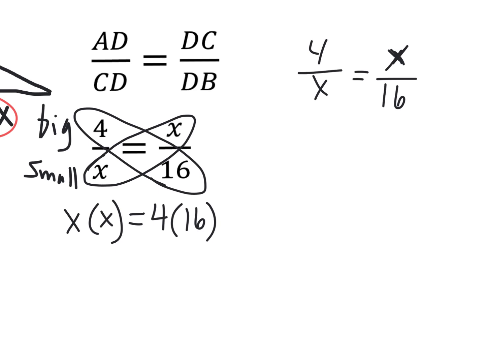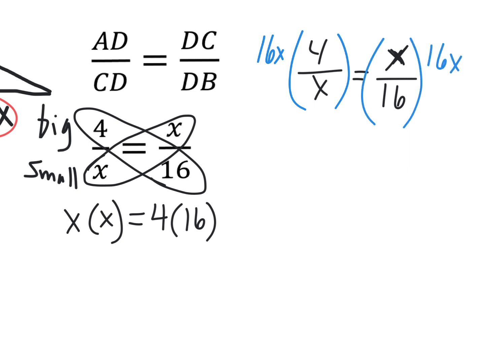And it's fine to do, but just understand it's not just a magic trick that we're doing. Basically, what cross multiplying does is, and I know it doesn't look like this, but just bear with me, it takes the two denominators and multiplies them together. So in this case, we have an x and a 16. If you multiplied those together, that would be 16x. So imagine for a minute if we take both of these fractions and multiply them by 16x.